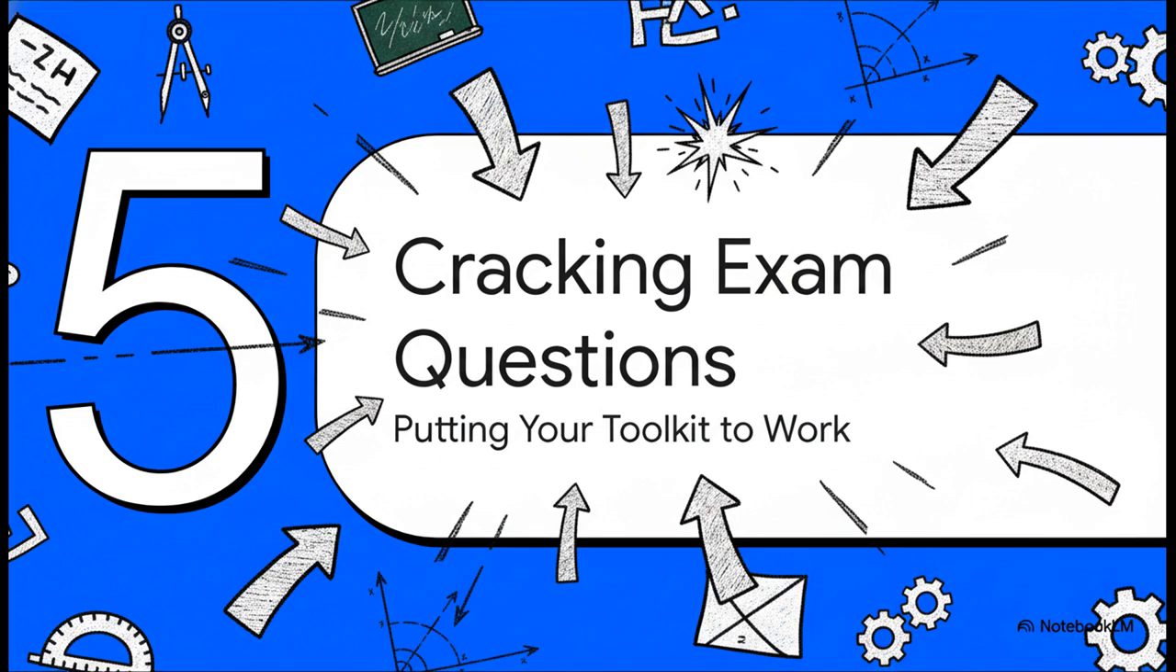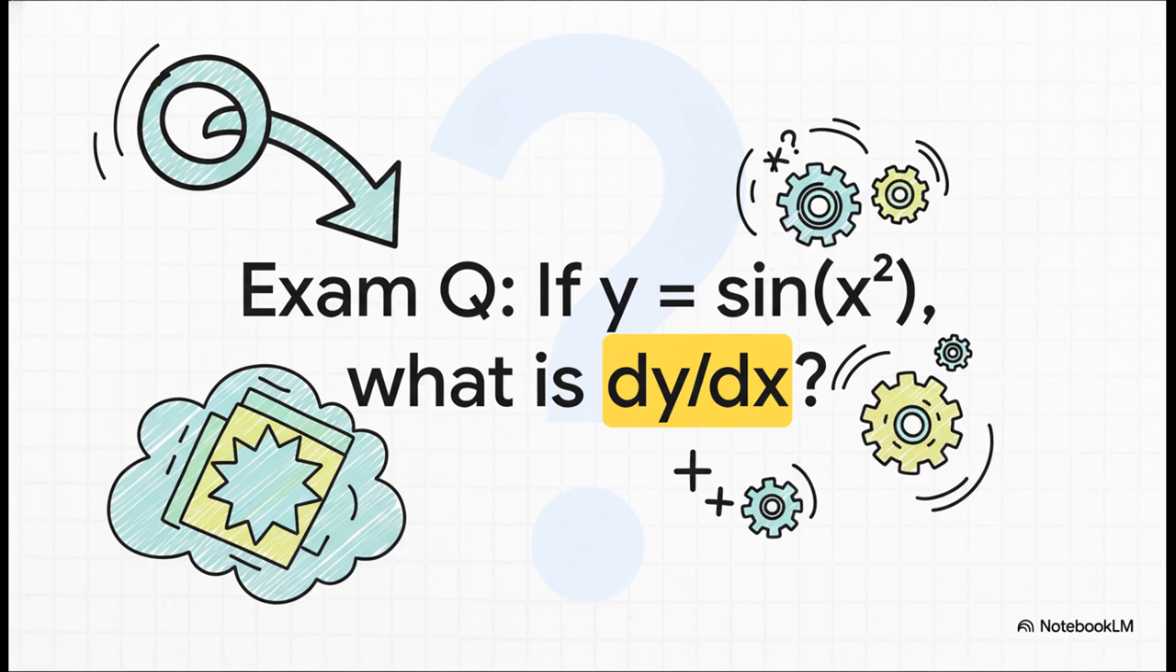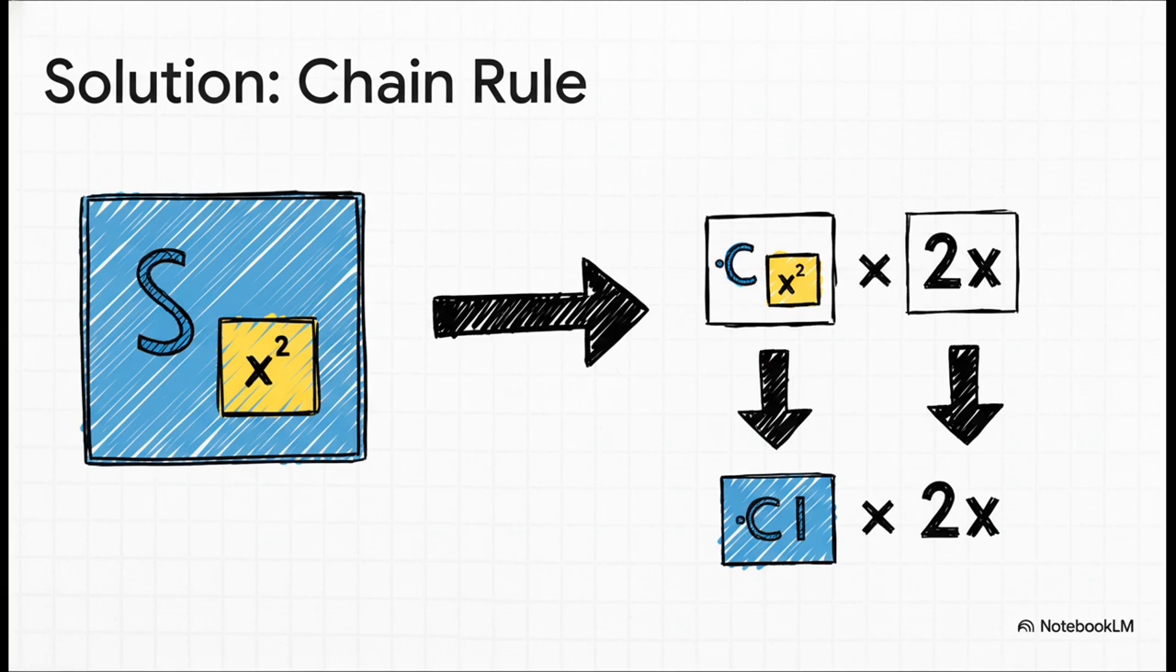Let's do this. Okay, here's a classic one-mark question. You've got y equals sine of x squared. How would you even start this? Well, you should immediately see that it's a function inside of another function. And that's our cue for the chain rule. The outer function is sine, the inner is x squared. So you differentiate the outside part first. The derivative of sine is cosine, so you get cosine of x squared. Then you multiply by the derivative of the inside part, which is 2x, and boom, you're done. The answer is 2x times cosine of x squared.